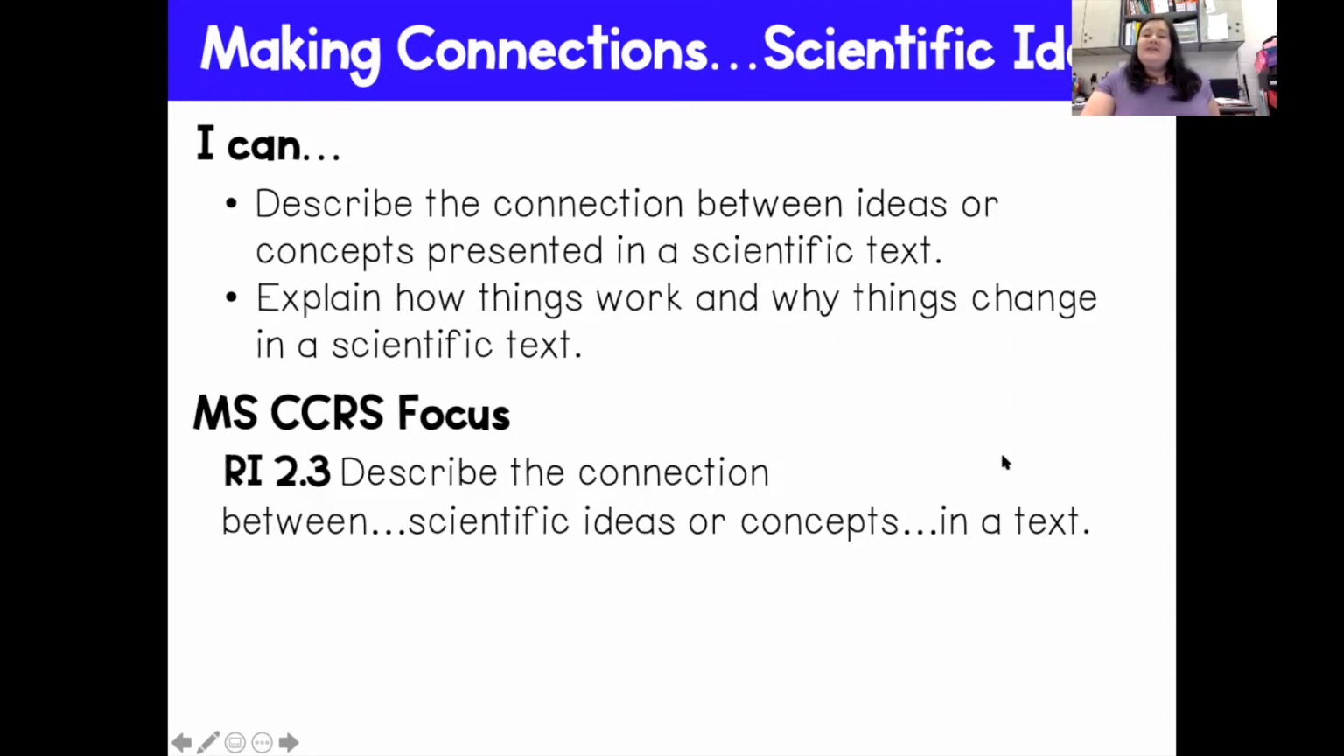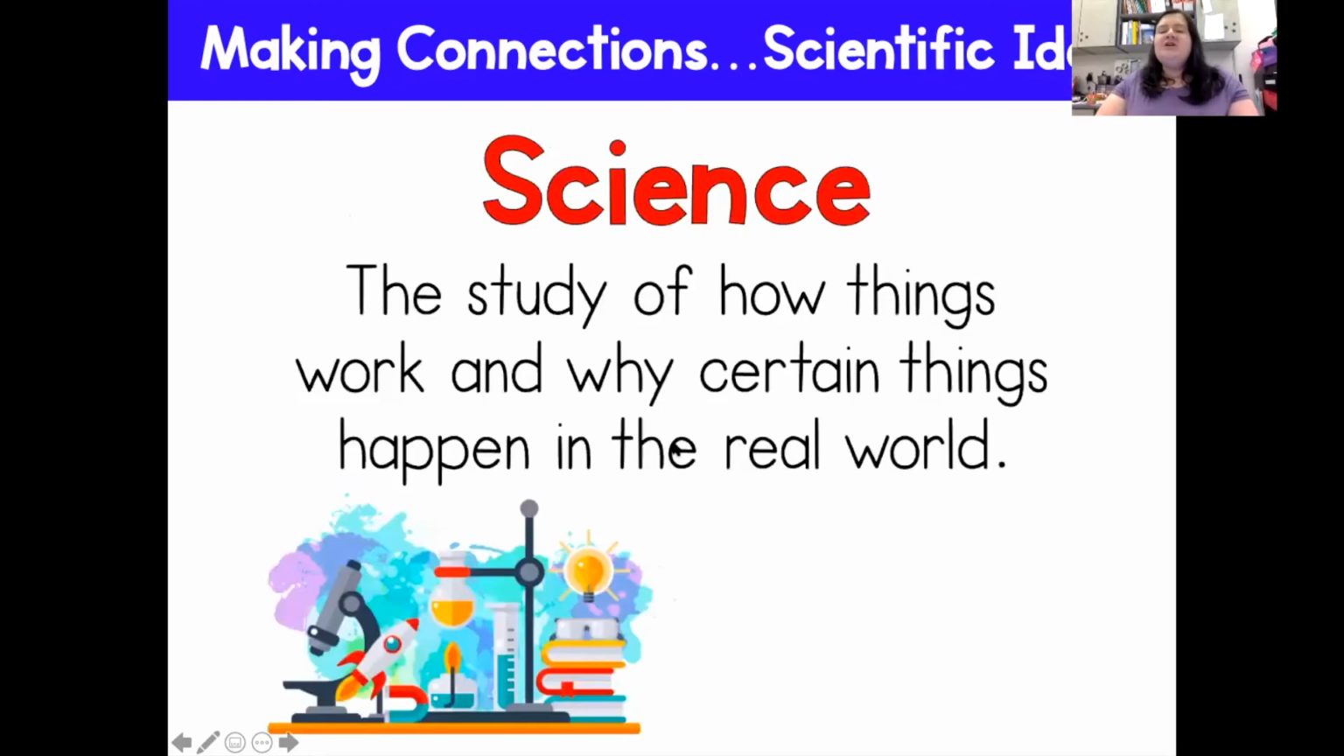So let's go over some of our academic terms. The first term we're going to be going over is science. Science is the study of how things work and why certain things happen in the real world. So if you think about us studying bats for the last couple of weeks, talking about states, talking about different animals, talking about why it's raining outside, all of those things are related to science.